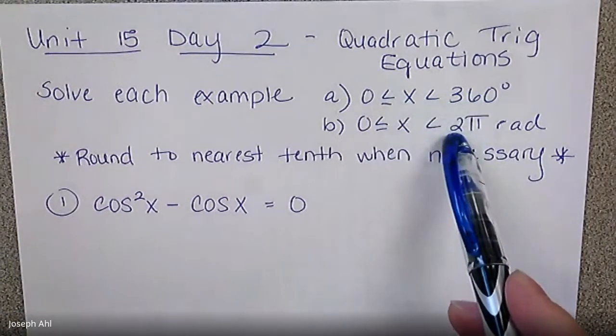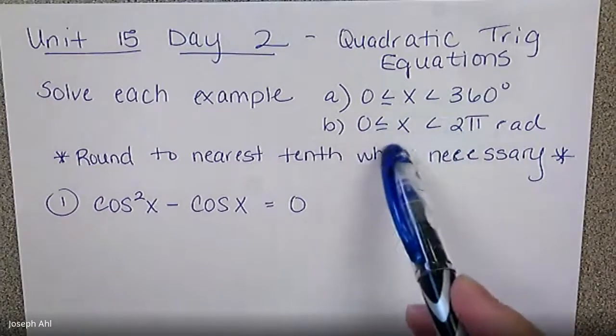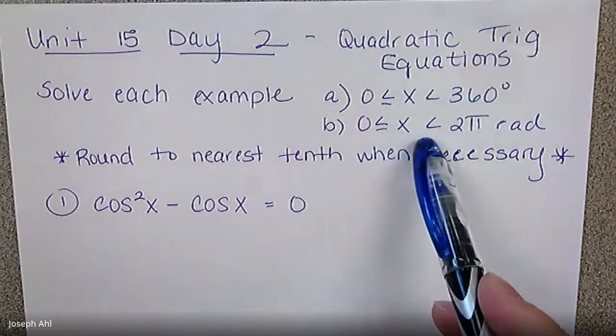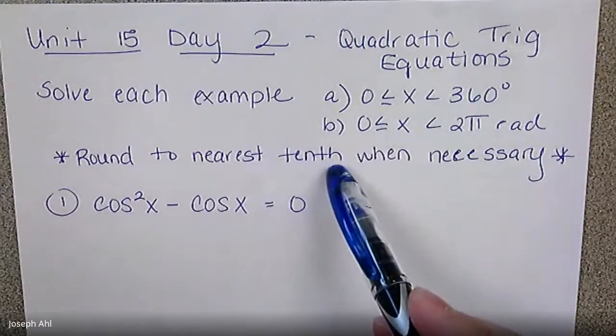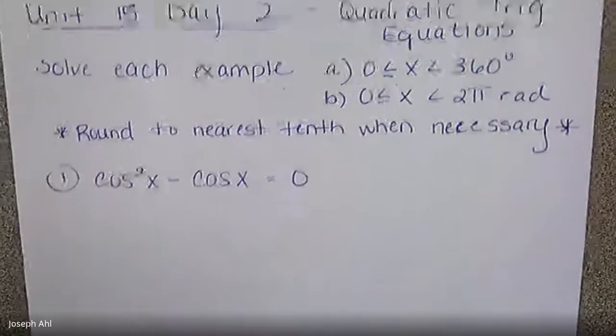Now that we have a pretty good concept of what radians are, let's express some of our angles that are answers in radian form as well. And when necessary, we're going to round answers to the nearest tenth. So let's go ahead and get started with number 1 here.